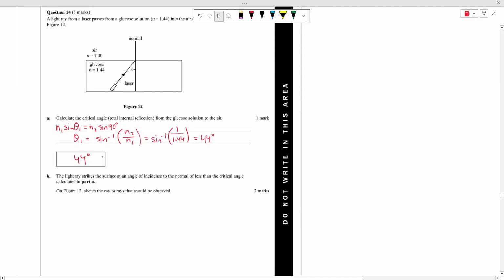So we're striking the boundary here at an angle less than 44. So some refraction will occur, something will exit here and go out that way, but also there'll be a little bit of this light reflected back in at the same angle that it hit at, okay? That always happens when you're going from one medium to another.